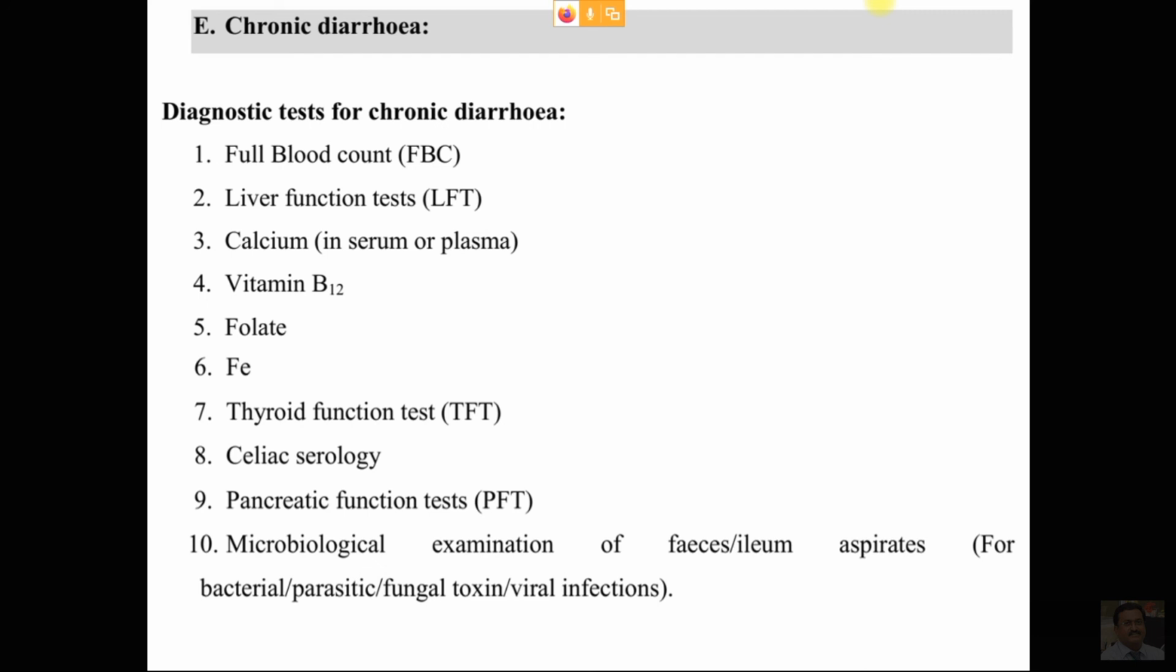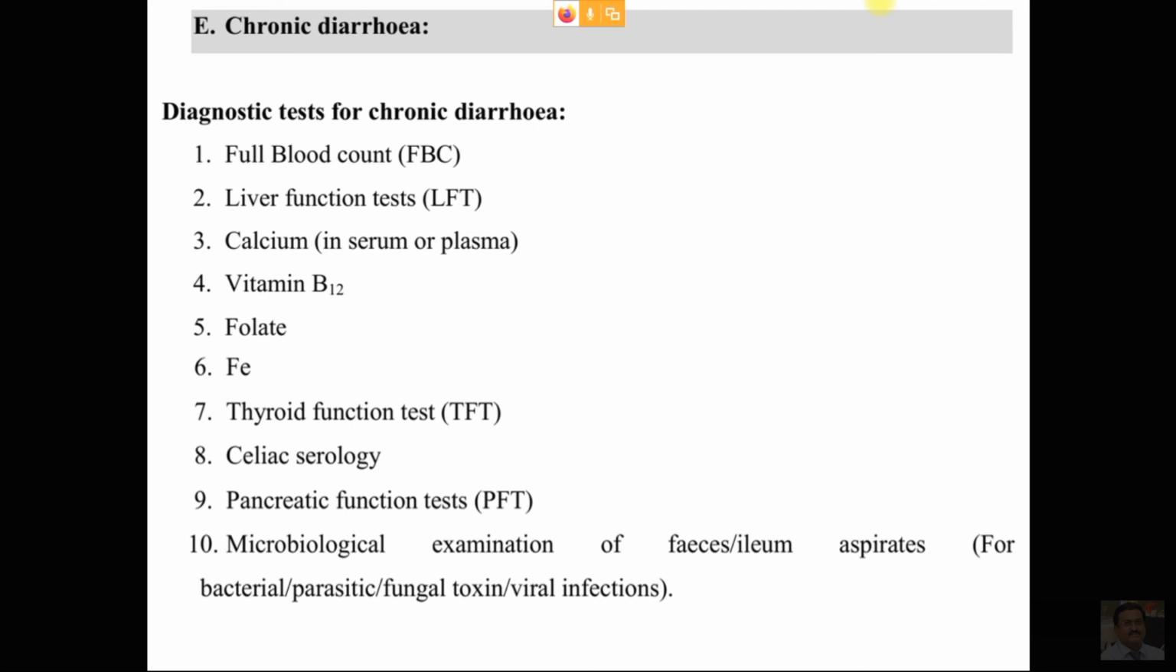Liver function test, all the liver function test enzymes, have to be done. Calcium, vitamin B12, folate, Fe, thyroid function test. Thyroid function test means there are 3 tests: T3, T4, TSH. All the 3 have to be tested.